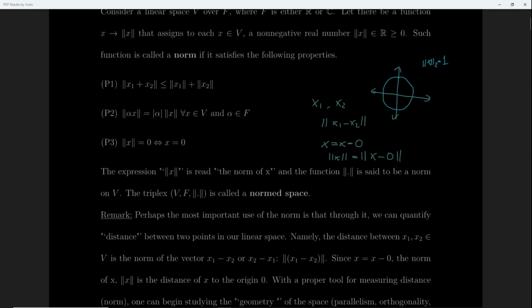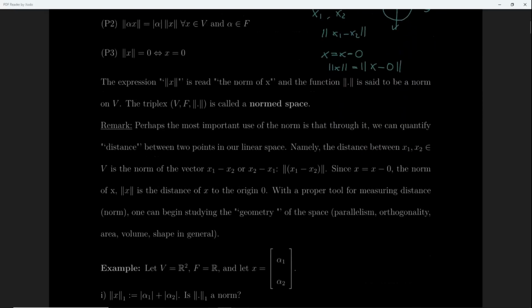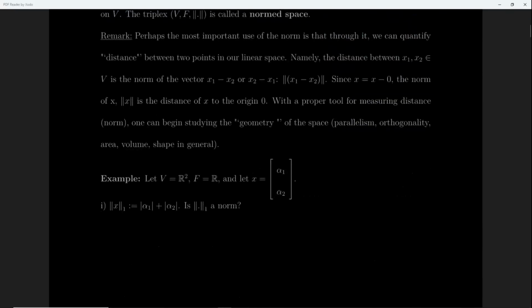So a set of all the points with norm equal to 1. And I can define different norms, and I will end up with different shapes here corresponding to the norm, etc. Okay, so let's see with an example and proceed accordingly.